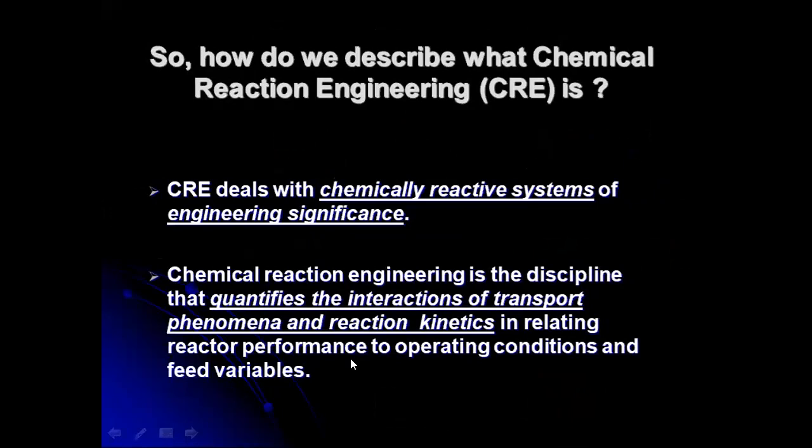It deals with chemically reactive systems of engineering significance. I underline really the phrase engineering significance. They have importance. They're really very important because we cannot bring about the production of new products without this chemical reactive system or reactive systems that facilitate this. Then chemical reaction engineering can also be defined as the discipline that quantifies or correlates the interaction of transport phenomena, one of the unit operation subjects, and reaction kinetics. Now, these two relate the reactor performance, which you will be learning later on, to operating conditions and feed variables.